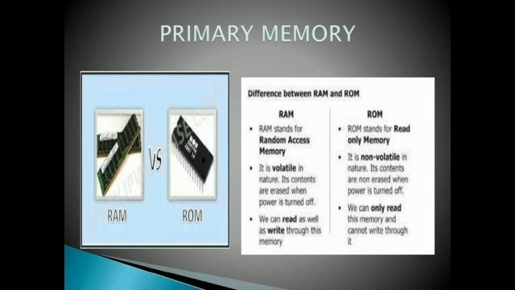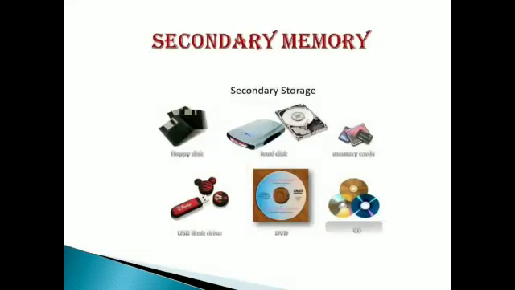And the next topic is secondary memory. Secondary memory is the memory in which data and programs are stored permanently. This type of memory is also known as external memory. A CPU does not access this memory directly. Devices on which data can be stored permanently are known as secondary storage device. Example: hard disk, CD, DVD, USB, flash drives.